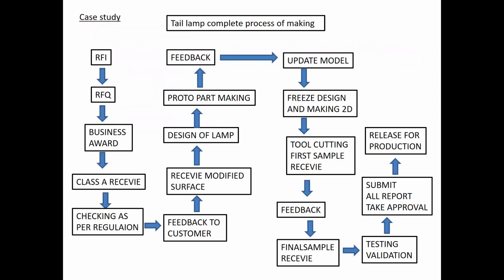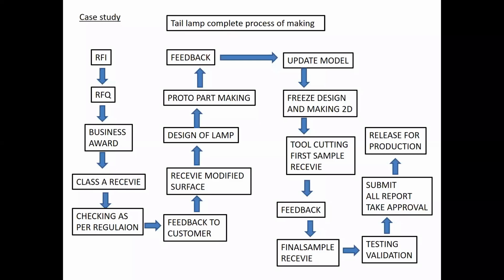We also studied one case: if we get an RFQ, what is the process involved in any die manufacturing. We considered a tier one, and we discussed that once the RFI is received, the RFQ is brought, then the business will be awarded to one of the suppliers, and then the Class A will be received from the OEM side. We will check the regulations and give feedback to the customer. Based on that, the OEM will revise the surface and give it back to us, and we start designing the engineering part in Catia.